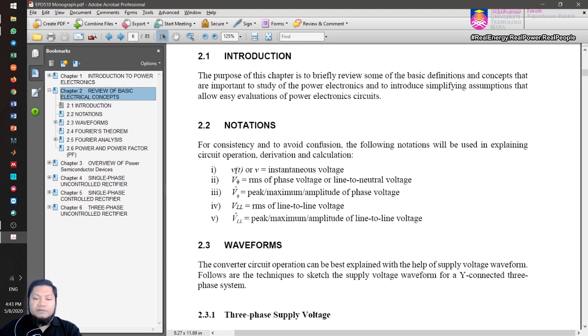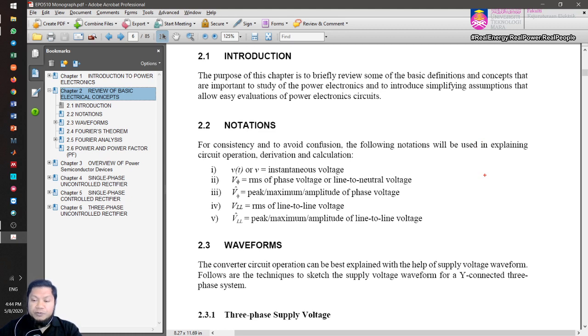So the small v(t) is the instantaneous voltage. This is the equation for any instant with respect to t, the time domain. Then we have V phase, a capital V phase, which is the RMS of the phase voltage. So when we talk about three-phase in Malaysia, we have 240 volt RMS, and this is also known as the line-to-neutral voltage.